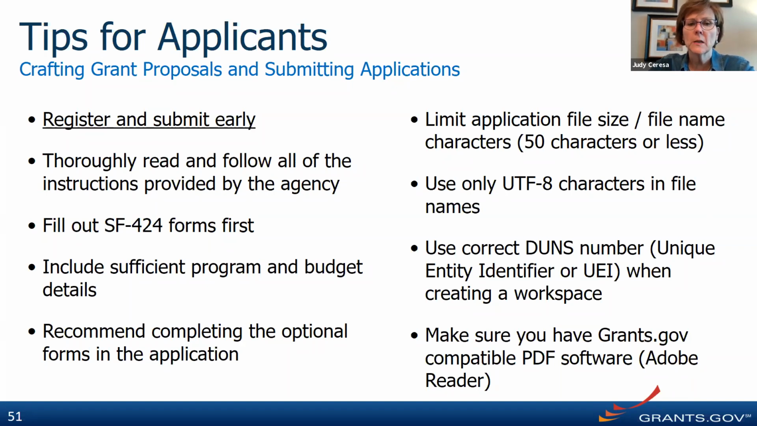Obviously, you want to thoroughly read and follow all the instructions that the agency has provided to you. It's a good idea to fill out the SF-424 forms first. The SF-424 forms are forms that every applicant needs to submit for a federal grant. If you fill out those forms first, the information is passed on to the remaining forms, and you don't have to keep entering the same information over and over. You also want to make sure you include sufficient program and budget details.